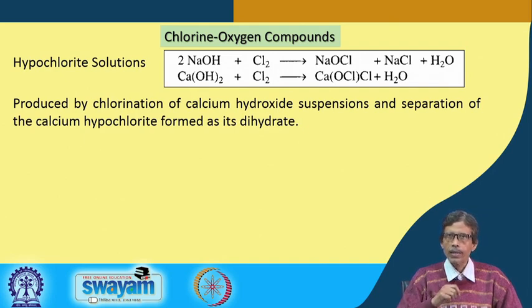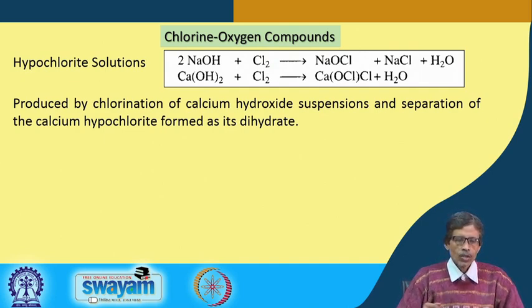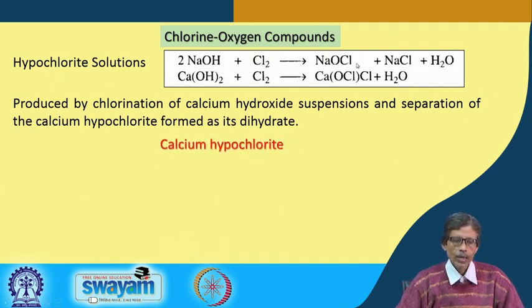You do not need to have calcium chloride solutions, only calcium hydroxide suspensions are enough, because the suspended particles on the water surface you can have in between also, and in the lower part also you can have the calcium hydroxide material. So, it can react with chlorine gas if you purge chlorine gas in it. The hydroxide suspension can give you the separation of calcium hypochlorite as its dihydrate.